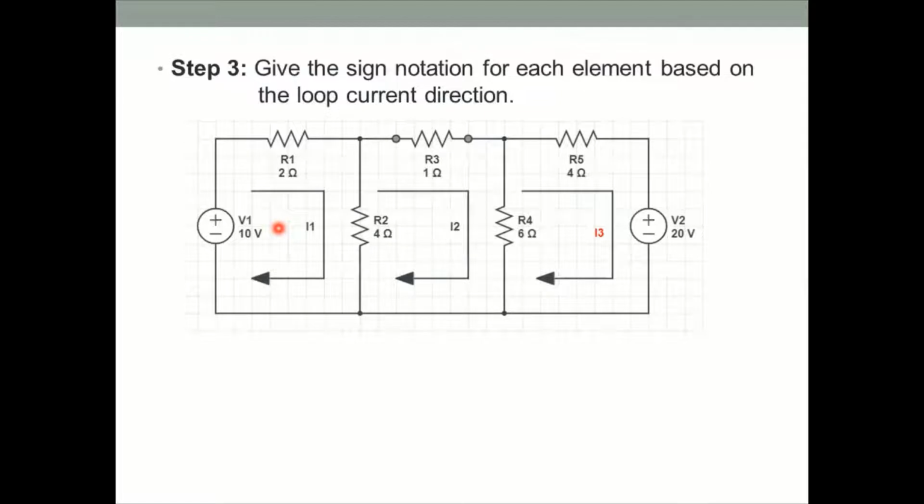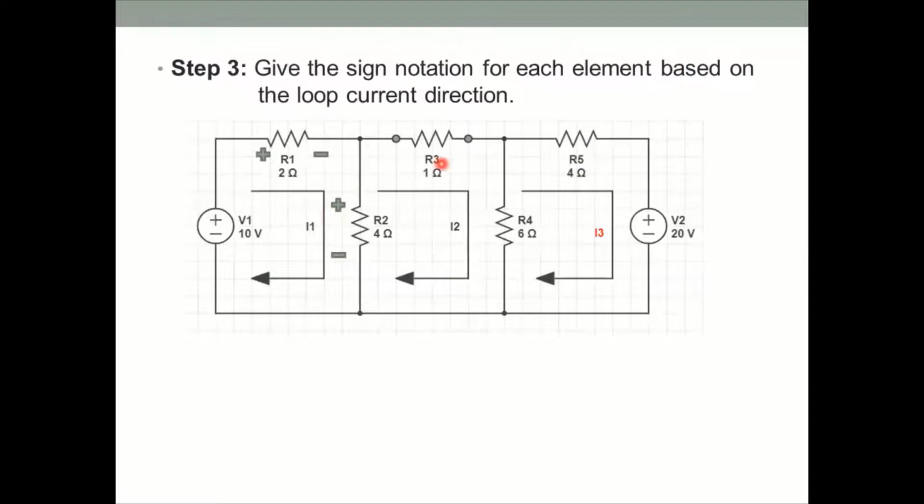Let us say the current is entering resistor 1 here, so we give that a plus sign. And if the current is leaving, at that point we give a minus sign. In a similar way for resistor 2, the current is entering here, so we give the plus sign there, whereas it is leaving here, so we give the minus sign there.